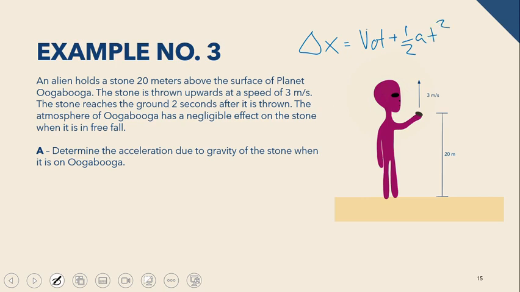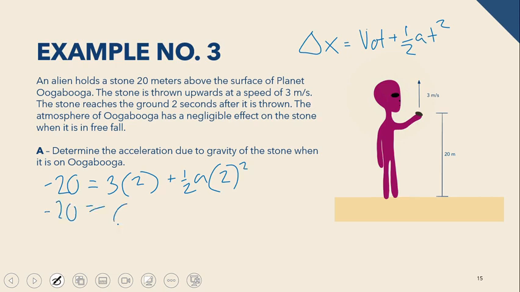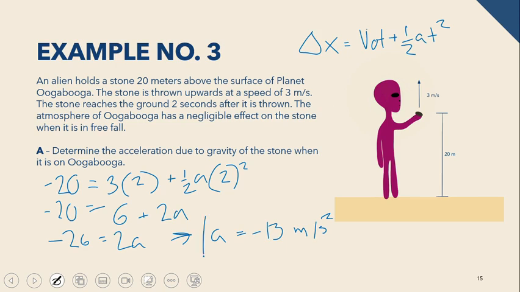squared. So we're going to input our displacement, and remember it's negative because we're going down, negative 20 times our initial velocity of positive 3 times the time of 2, plus 1/2 the acceleration, and the time of 2 squared. So negative 20 is equal to, this is 6, plus 2 squared is 4, 4 divided by 2 is 2 times the acceleration. Move 6 to the other side, negative 26 equals 2a, and that gets you that a is negative 13 meters per second squared.